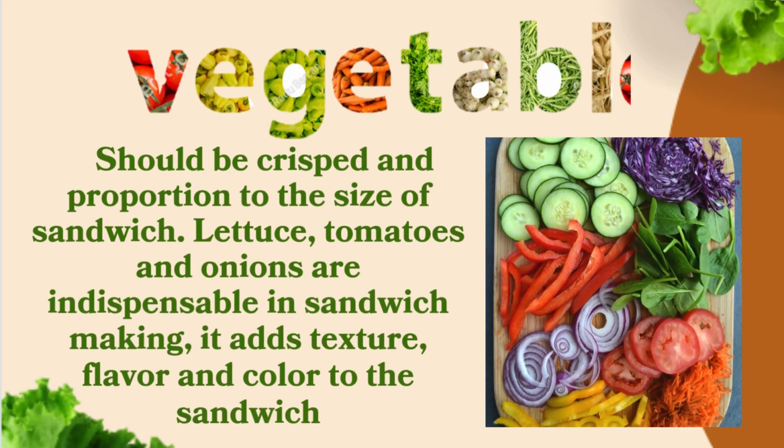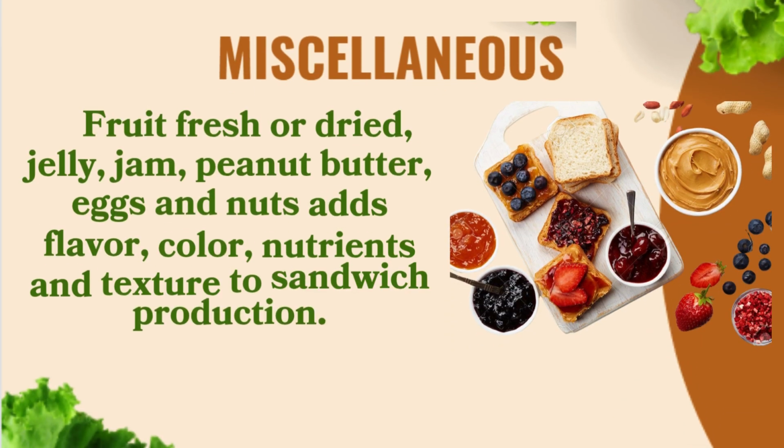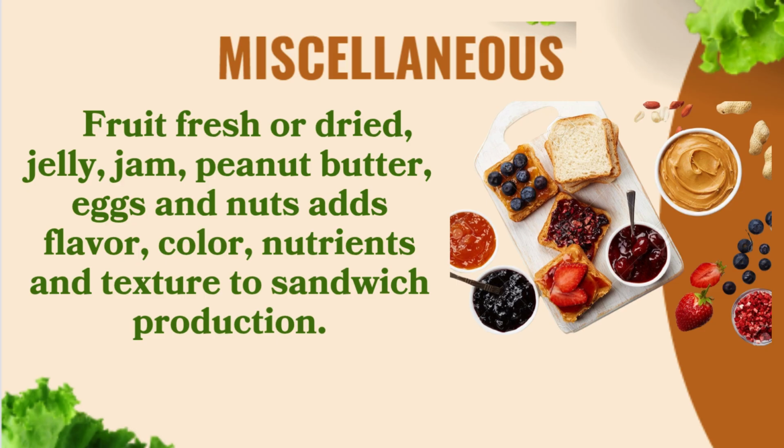Salad vegetables should be crisped and proportioned to the size of the sandwich. Lettuce, tomatoes and onions are indispensable in sandwich making. They add texture, flavor and color to the sandwich. Fruit, fresh or dried, jelly, jam, peanut butter, eggs and nuts add flavor, color, nutrients and texture to sandwich production.